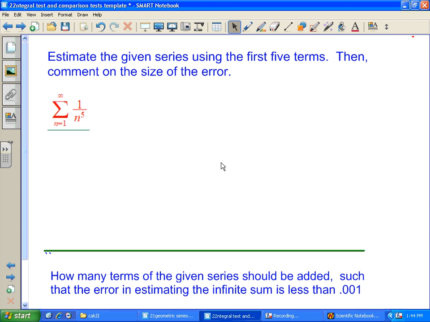Okay, so let's first of all add up the first 5 terms. I'm going to call that S sub 5, the sum obtained by adding the first 5 terms. Plug in 1 for n, then plug in 2 for n, plug in 3 for n, plug in a 4, and plug in a 5. So let's add up the first 5 terms. And let's see what we're getting.